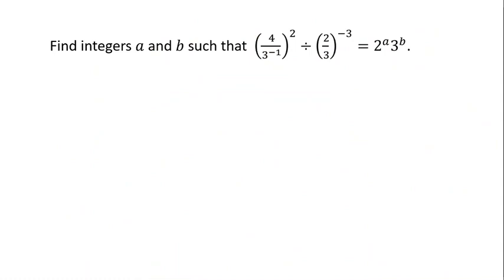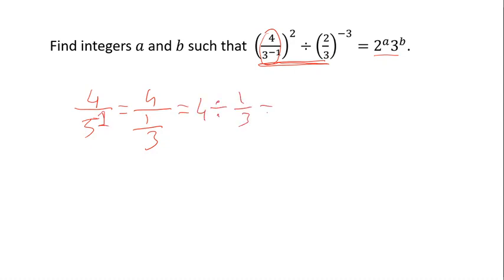Okay, let's look at this problem. Find the integers a and b such that this division is equal to 2 to the a and 3 to the b power. Now, first you have to deal with this one. Let's do it. It's 4 divided by 3 to the negative first, so it will be 4 over 1 over 3. You can write it as 4 divided by 1 over 3. And you know what to do if we have two fractions divided.